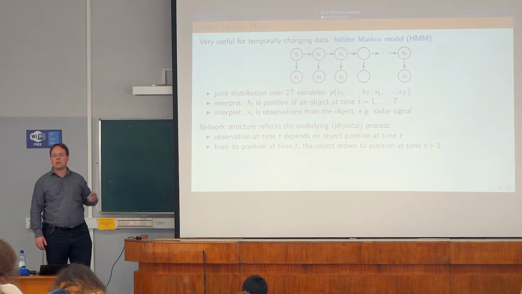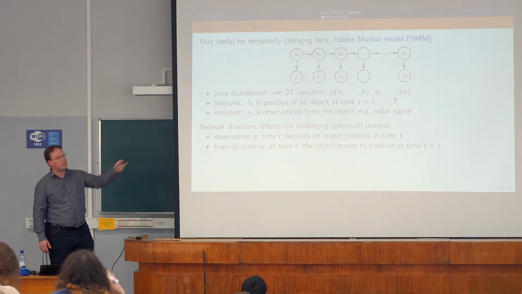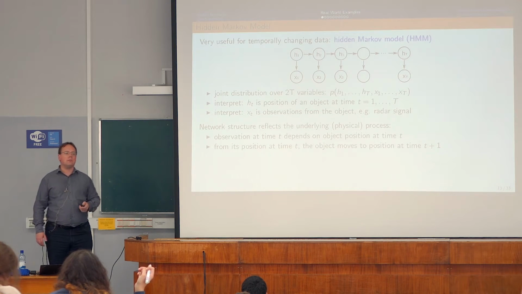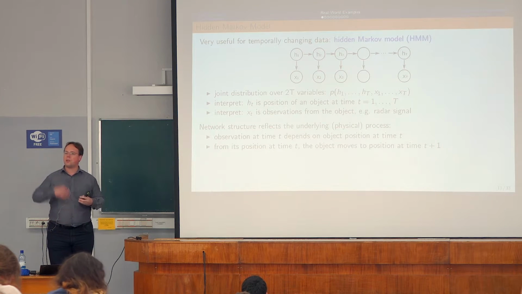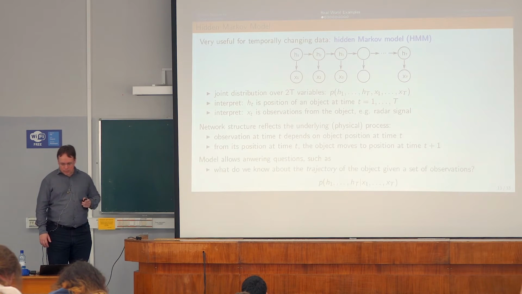The position of the object does not directly depend on what I observe, right? So it's not that there's a direct connection from the signal I observe to some position later. There's also no backwards arrow, which would mean what I measure now depends on the future, not likely, right? So this is a very intuitive model, and it allows you to answer all kinds of questions.